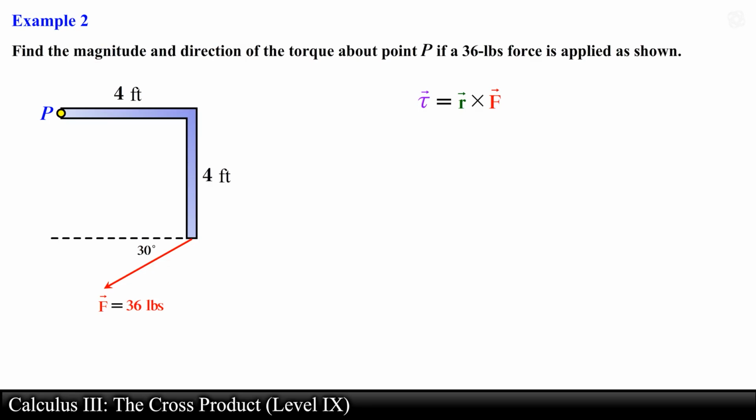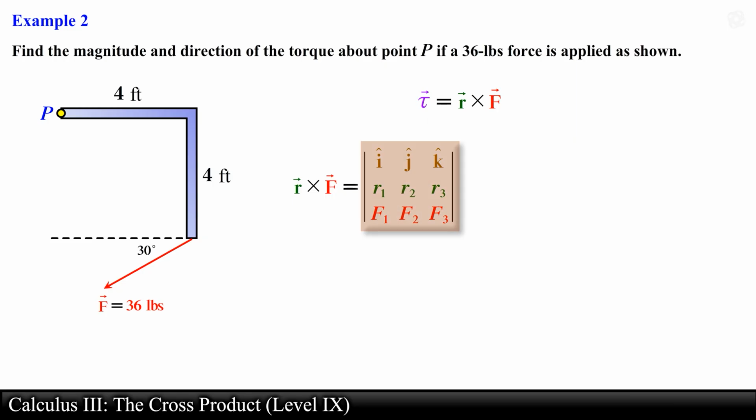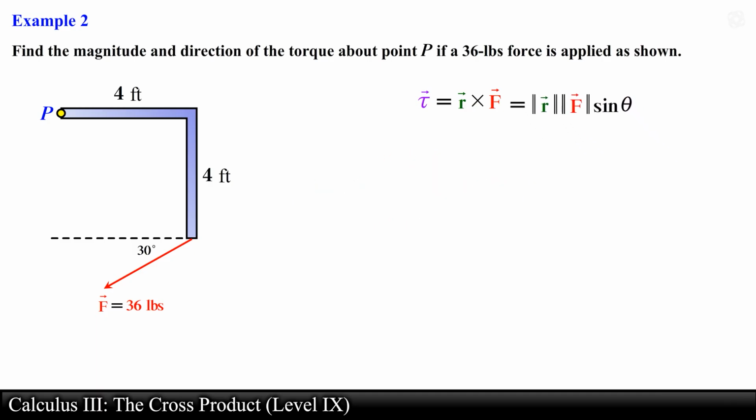Once again, we have two distinct ways to solve this problem. We can find the components of the position vector r and the components of the force vector F, and use the component definition of the cross product by setting up a determinant. Or we can use the geometric definition and find the magnitude of the position vector r and force vector F and multiply these values by the sine of the angle between these two vectors. Let's solve this problem by using the geometric definition.